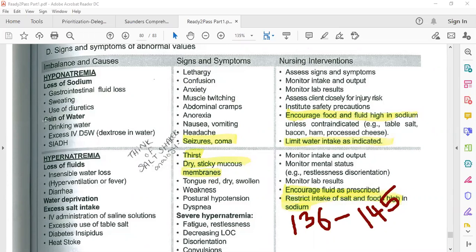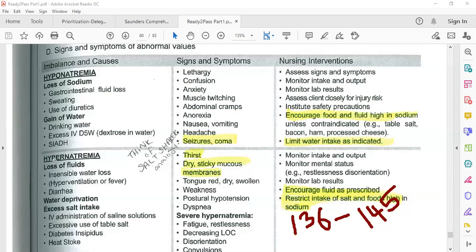Also, gain of water, like drinking too much water, or excess IV fluid like dextrose in water. So let me recap it. GI losses or diuretics, skin losses like sweating, or SIADH, an endocrine disorder, the syndrome of inappropriate antidiuretic hormone, or edema or hyperglycemia. These are the causes.